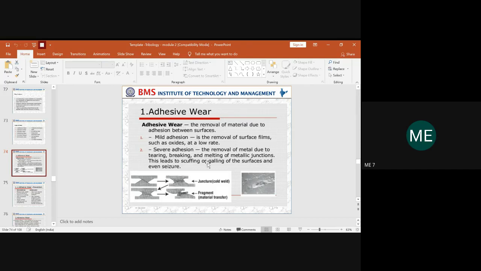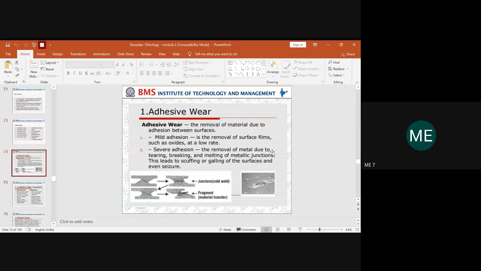Similarly, next is severe adhesion. Here the bonding will be strong enough between the two materials you are using. That happens sometimes when you have the same kind of physical properties and you're using either both hard materials or both soft materials, such that they have adhesion against each other to a very strong extent. In that case, it results in heavy removal of metal due to tearing, breaking, or even melting across the junctions.